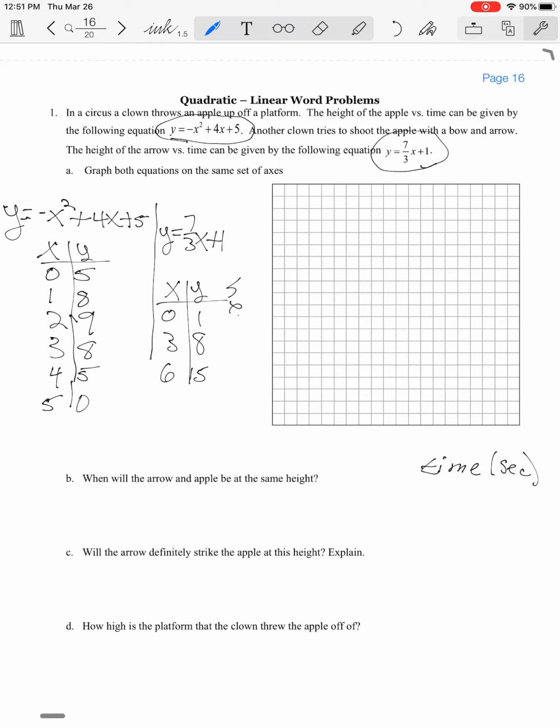Now, I know time will be my x in seconds, and I know y will be my height in feet. So we have to label our grid. If we look at our x's, we know our x's only go up. My highest x will be a 6. So what I'm going to do is skip.